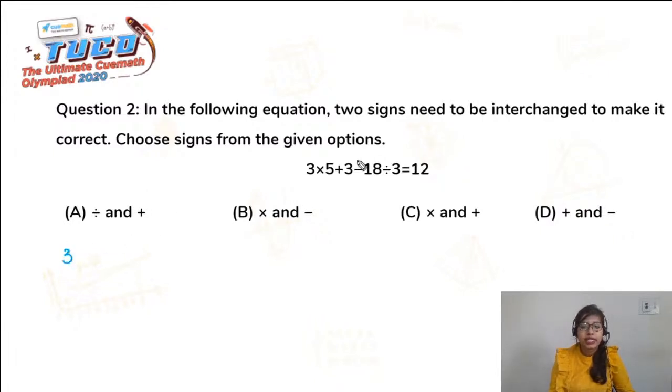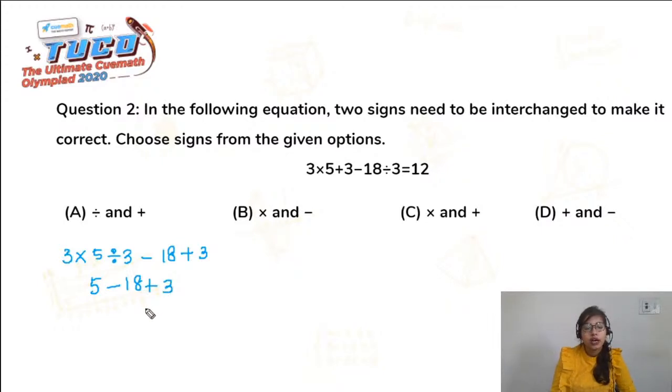Okay. So 3, in place of multiplication, we don't have anything, right? So it will be as it is, and then plus is being replaced by division, divided by 3, minus is as it is 18, and division is being replaced by plus. So let's see if this works. So this is going to give us 5 times 3, 15. 15 divided by 3 is 5. 5 minus 18 plus 3, and this is going to give us minus 10, right? So this is not working.